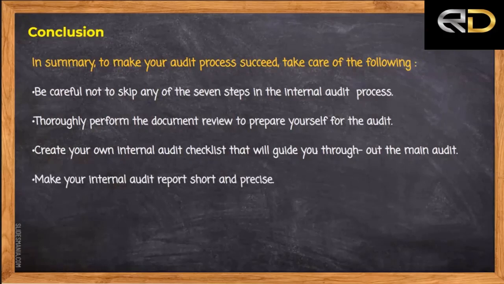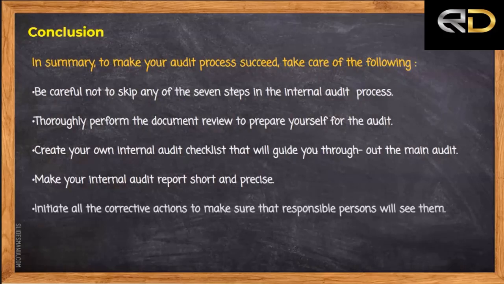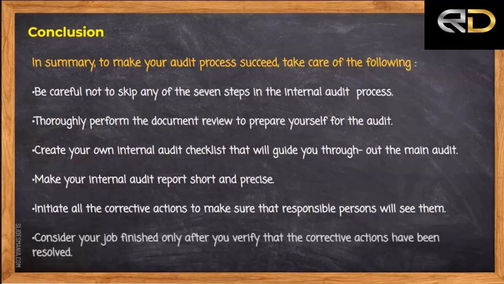Then you should make your internal audit report short and precise. Make it short, customized to each stage of the process, and precise so that the people working in that stage of the process can really understand what to do and what is expected of them. And most importantly, make sure that you initiate all corrective actions and that all responsible people are able to see them. After that, consider your job done only after you verify that corrective actions have been taken.